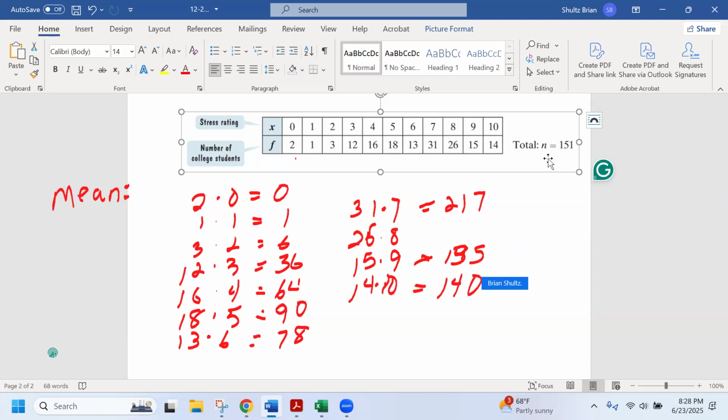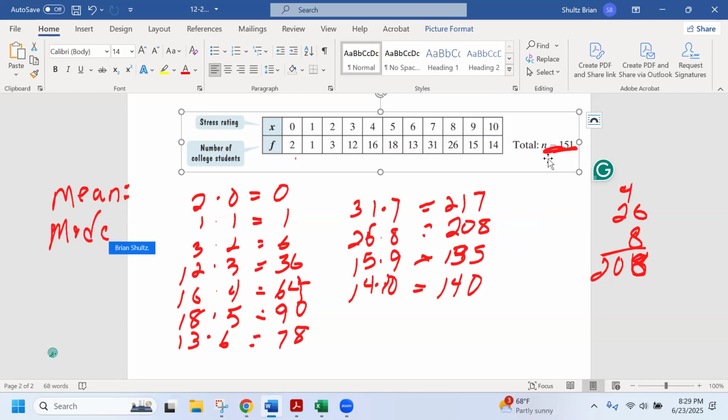I guess I don't need my calculator. I can do that over here. 8 times 26. 8 times 6 is 48. Carry the 4. 16, 20, 208. Okay, so there I have my values. And if I were going to find the mean of this, I would add up all these values and divide by 151.